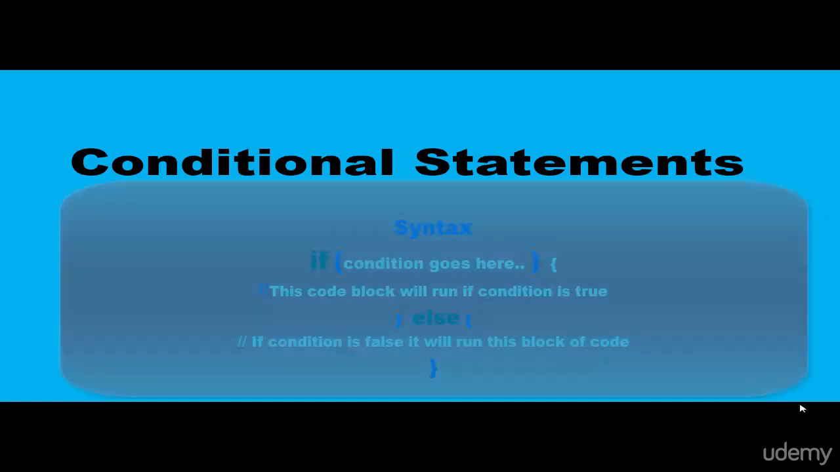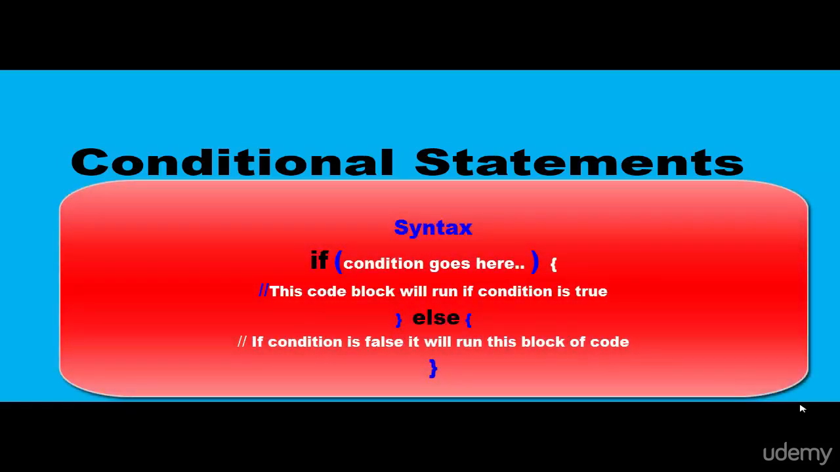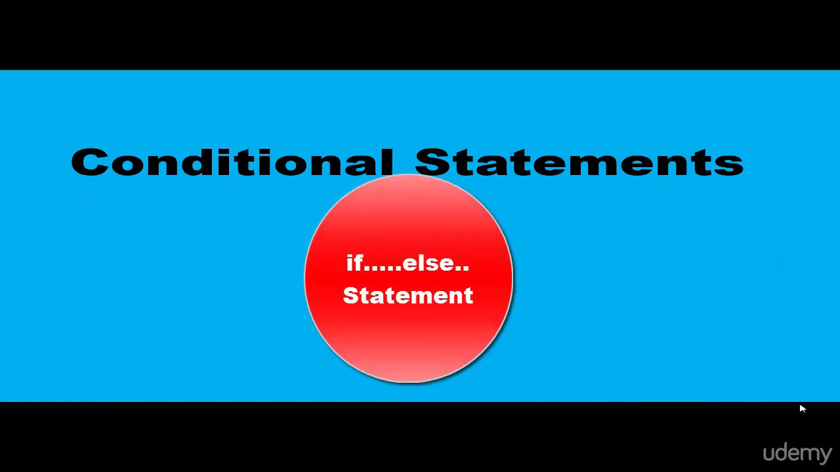Conditional statements are code that allow us to test whether an expression or a condition is true, and then run or execute code depending on that condition. So if one condition is true, it runs one code. If it's not, it runs the other code. And the most common type of conditional statement in JavaScript is called an if-else statement.